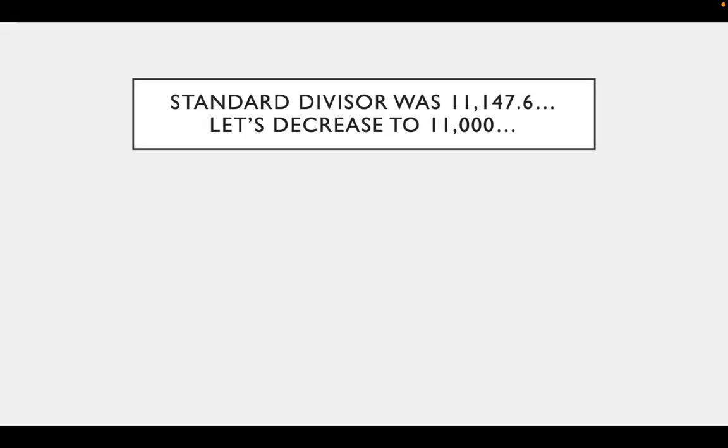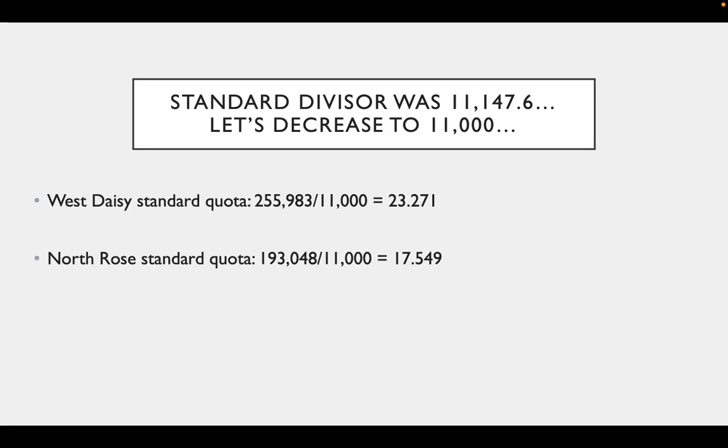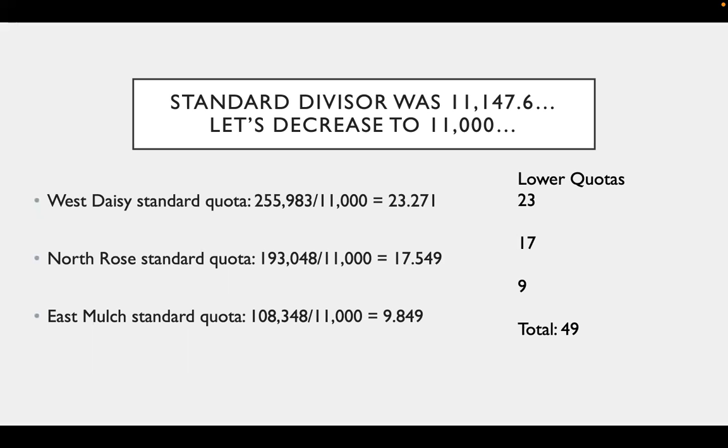So our standard divisor was 11,147 and 6/10. Let's decrease it to 11,000 and see what happens, right? Because it doesn't tell us what to decrease it to. It just says decrease. So if I decrease it to 11,000, my standard quota for West Daisy, population divided by the new modified divisor, gives me 23.271. North Rose changes to 17.549, and East Mulch changes to 9.849. My lower quotas are now 23, 17, and 9 for a total of 49.